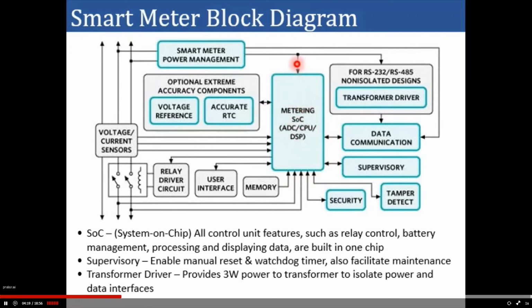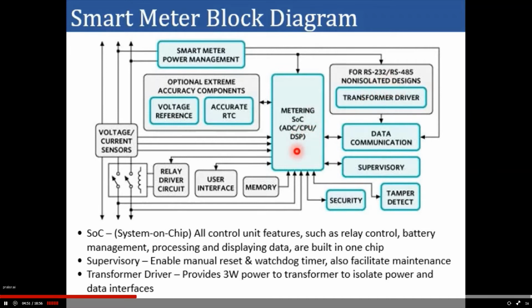Metering SoC will get power from the line. So you have the smart meter power management circuit which will supply power to the metering SoC as well as the driver circuit. This driver circuit is required for the isolation of the power circuit and the communication circuit, and the required communication section is enabled for sending the data over a network.